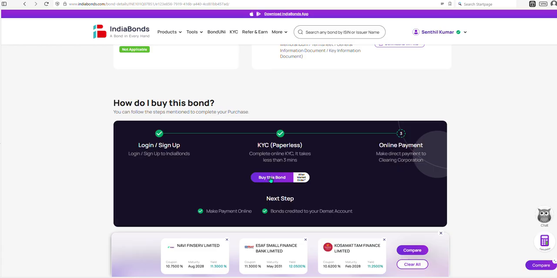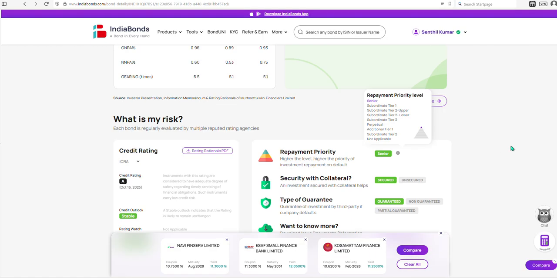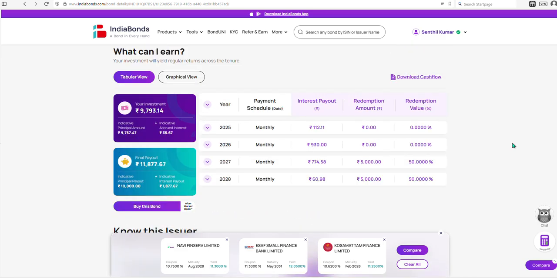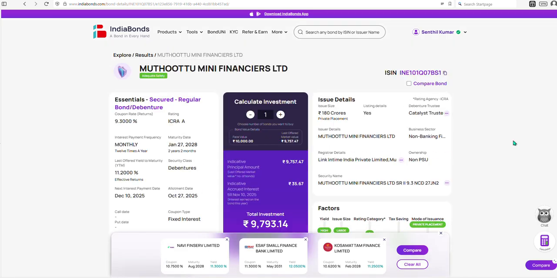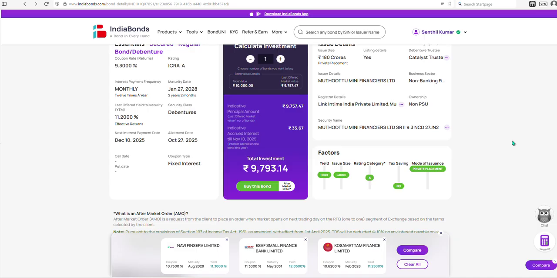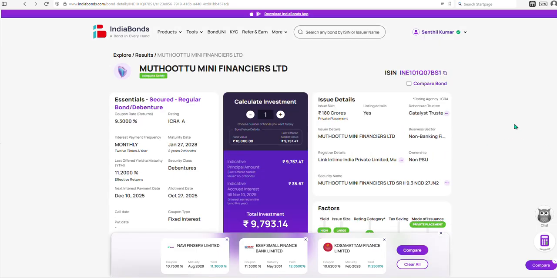Then you click buy this bond, and you can keep it, and it will come to your Demat account. So in case you want to sell, you can do a secondary market sell also. But I prefer this for investment, so it is not like a stock or anything, and you will keep getting your interest in your bank account. Once you get sufficient interest from various investments, then you can keep buying another bond. So this is how you can do it.